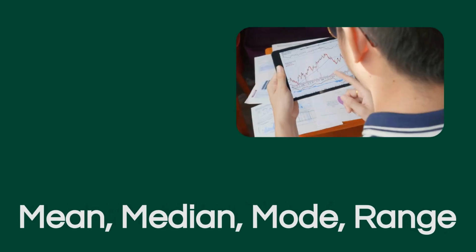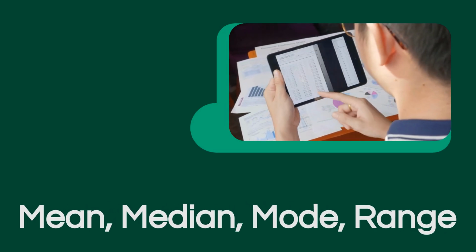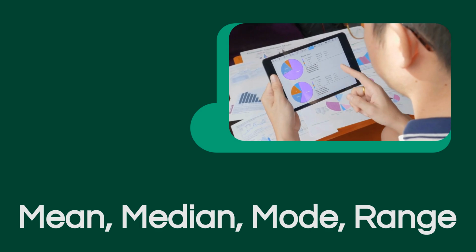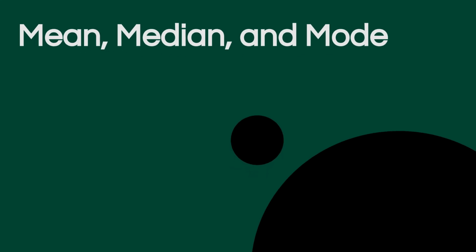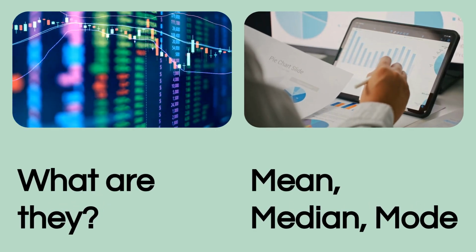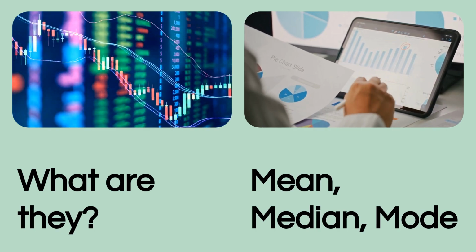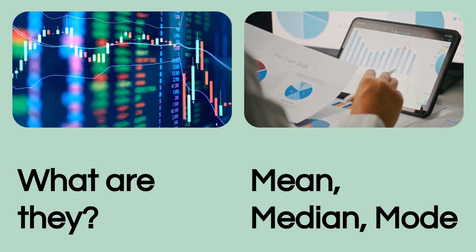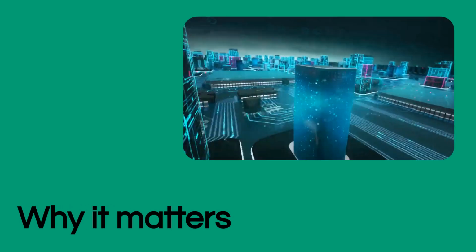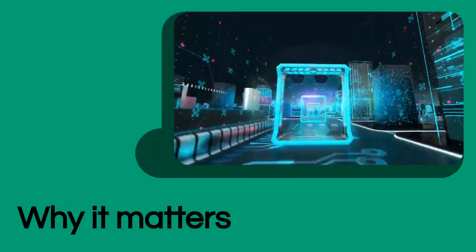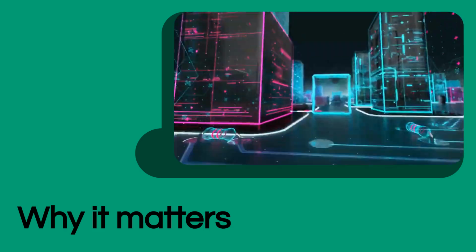In this video, we'll cover how to calculate mean, median, mode, and range, and why they're important. Let's start off by understanding the definitions of mean, median, and mode. Mean, median, and mode are three different ways to measure the central tendency of a dataset. They're important in data analysis because they help summarize a dataset and make it easier to understand.